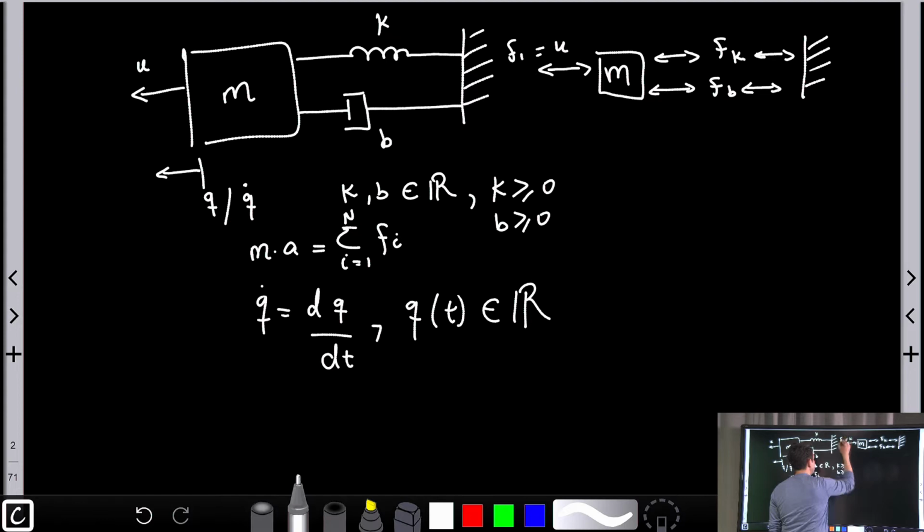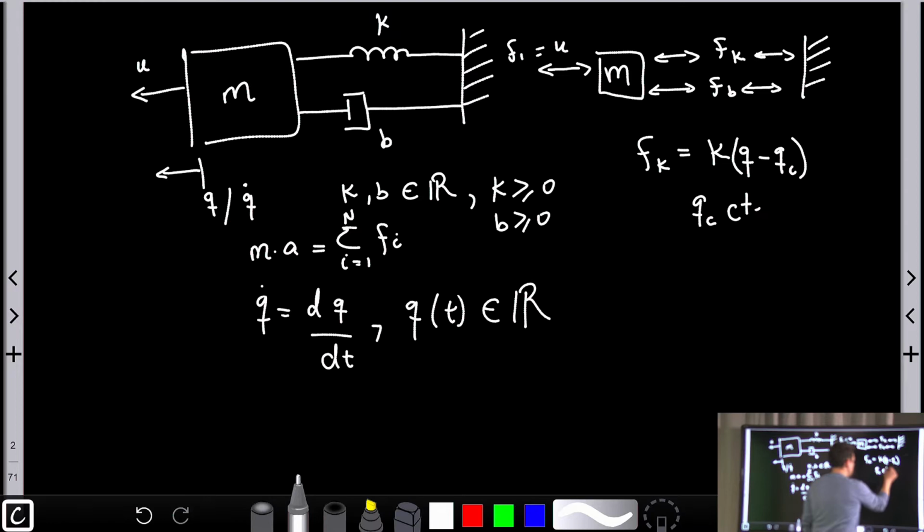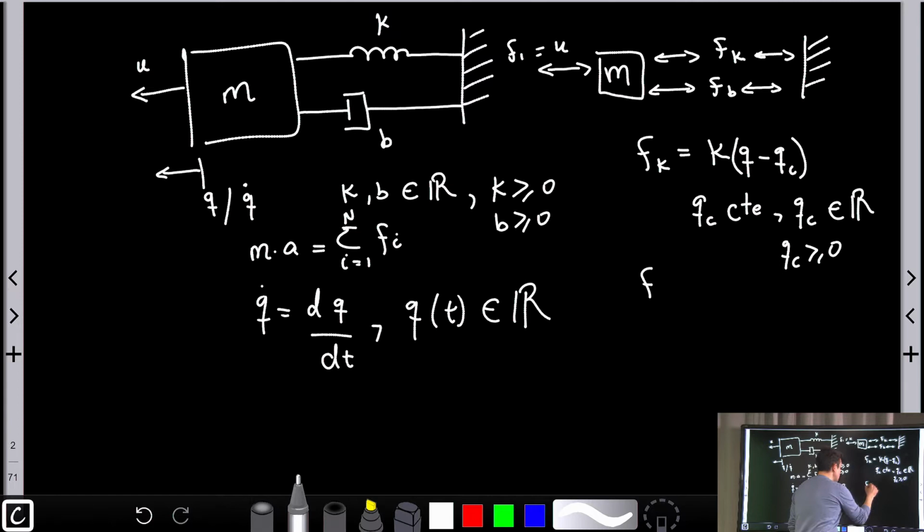Now, if we define this, we know from physics one that the force given by the spring is just the constant of the spring multiplying the displacement of the spring. If we want to be a little more exact in the definition, we can say that the spring has a rest length, a constant, qc, which can take any positive value. But also the force given by the damper, Fb, we can define as the gain of the damper multiplied by the speed. And we already defined this speed as the time derivative of the displacement.